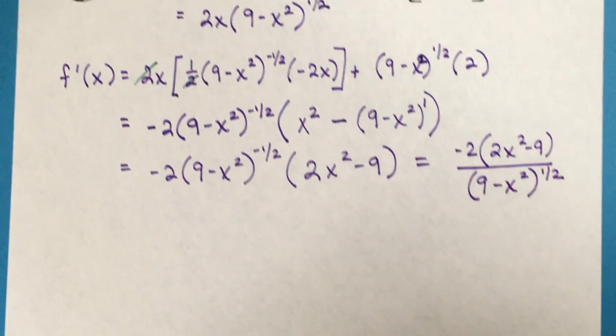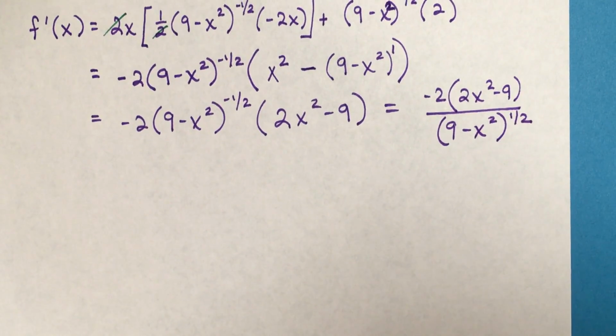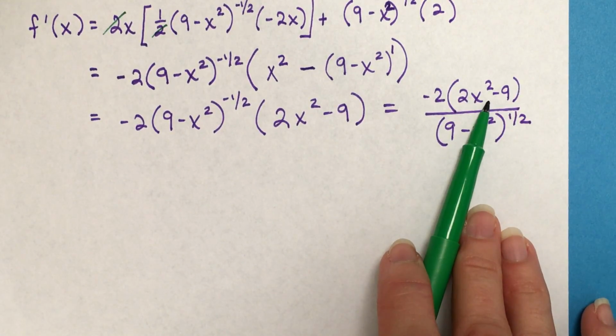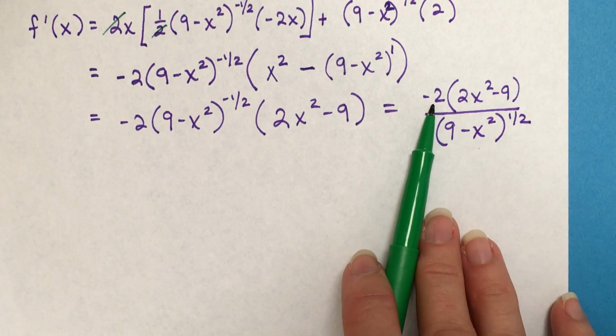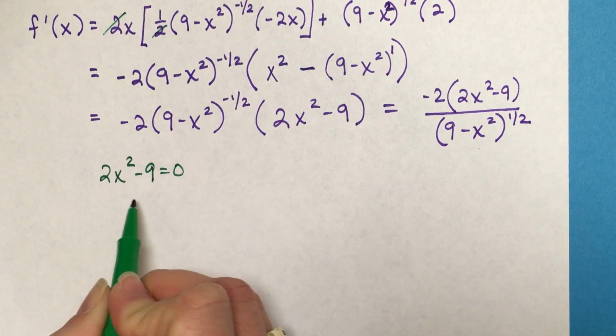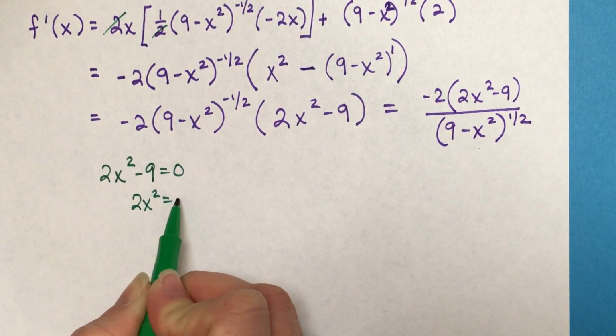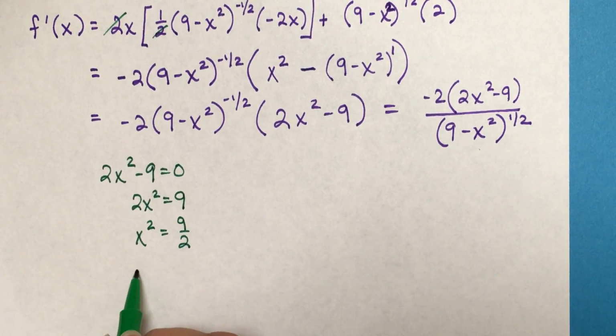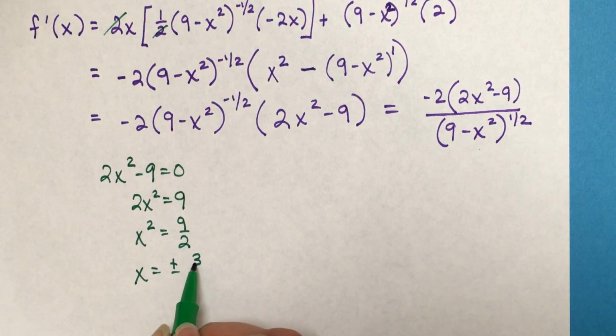Okay, so now finding the values that cause this to equal 0 and what makes it undefined. So when you set your numerator equal to 0, again, you can ignore this -2, so you can just take the 2x squared minus 9 equals 0. So therefore I have 2x squared is equal to 9. So x squared is equal to 9/2. So x would be equal to plus or minus 3 over square root 2. Now, if you wanted to rationalize that, you can, but I'm just going to leave it as it is.